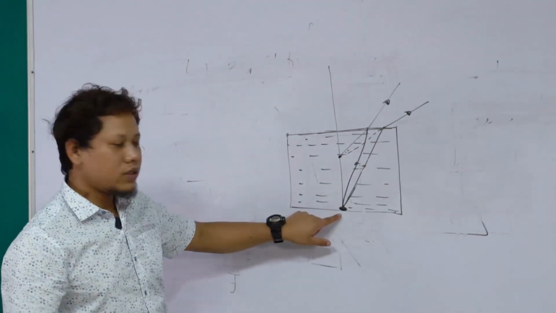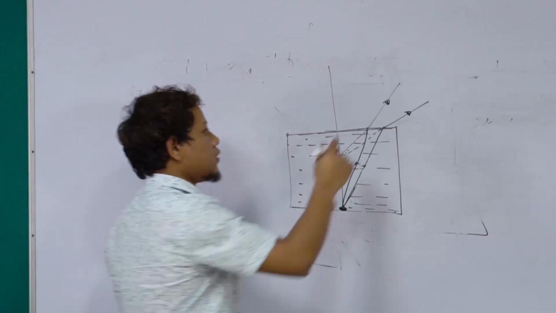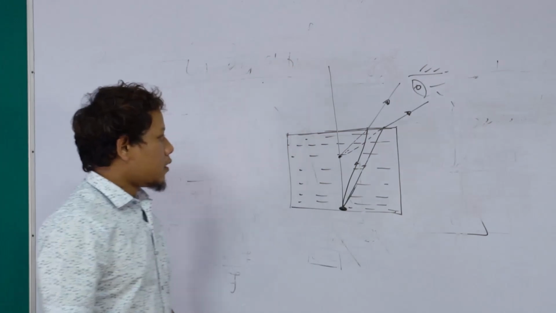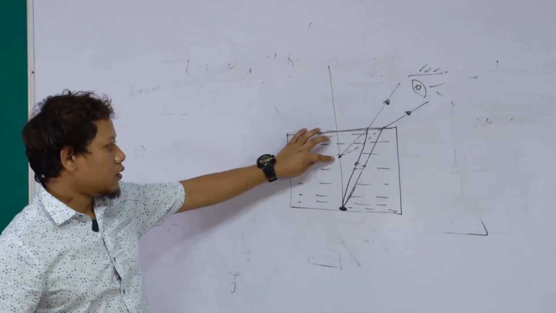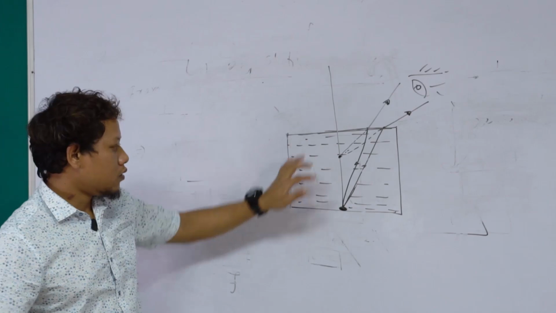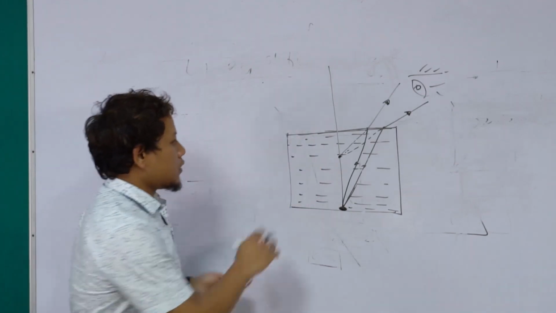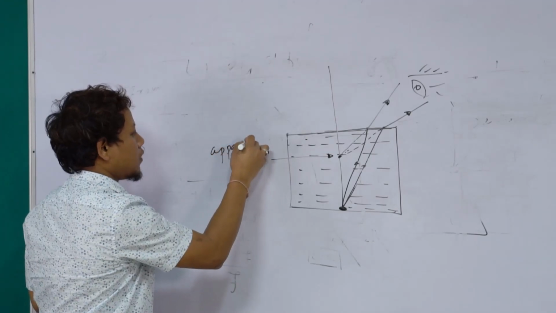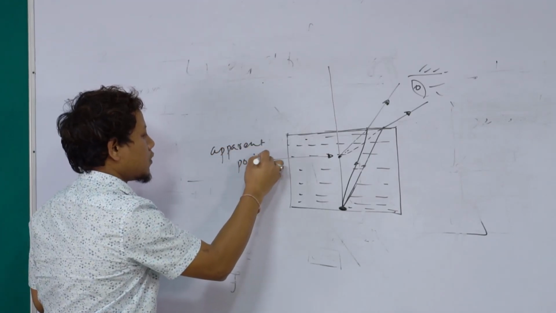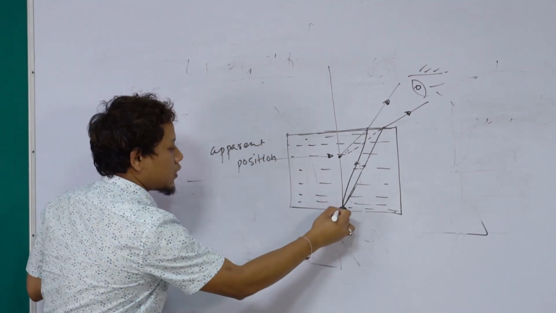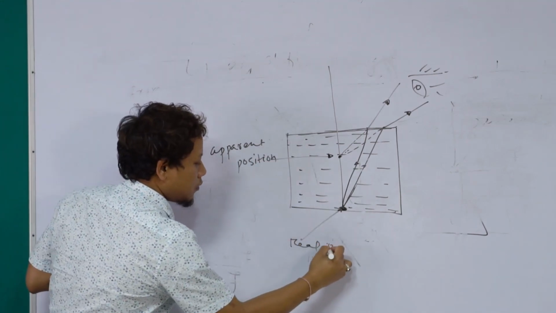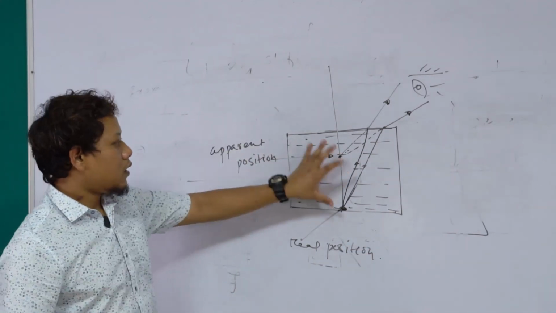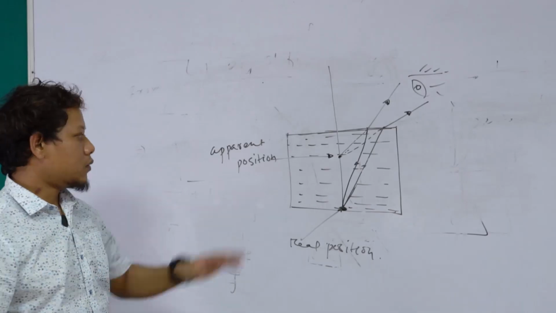So this is the actual position of the coin, but when you see this coin, you will see the position of the coin in this particular position. This position is called the apparent position. And this was the real position. So why is this phenomenon happening? Only because of the refraction of the light.